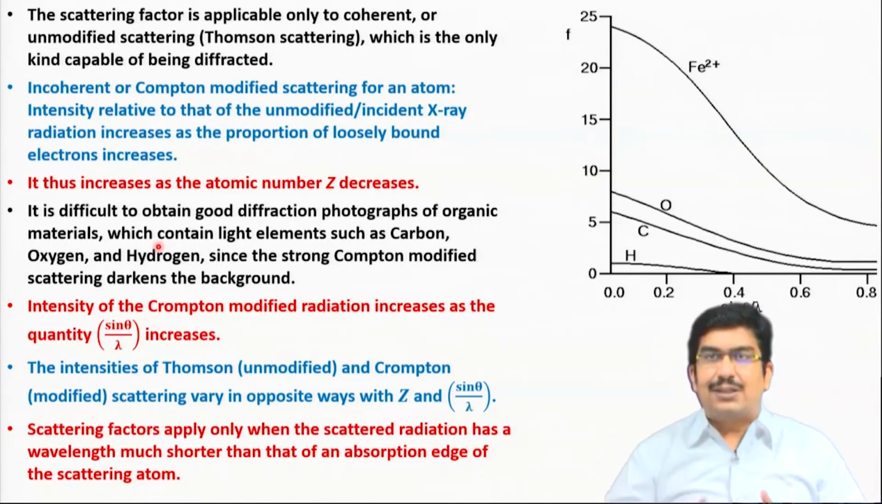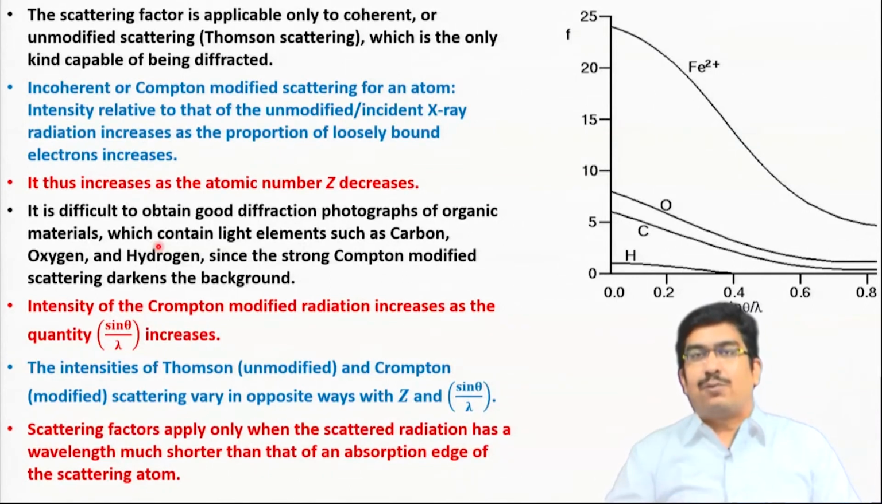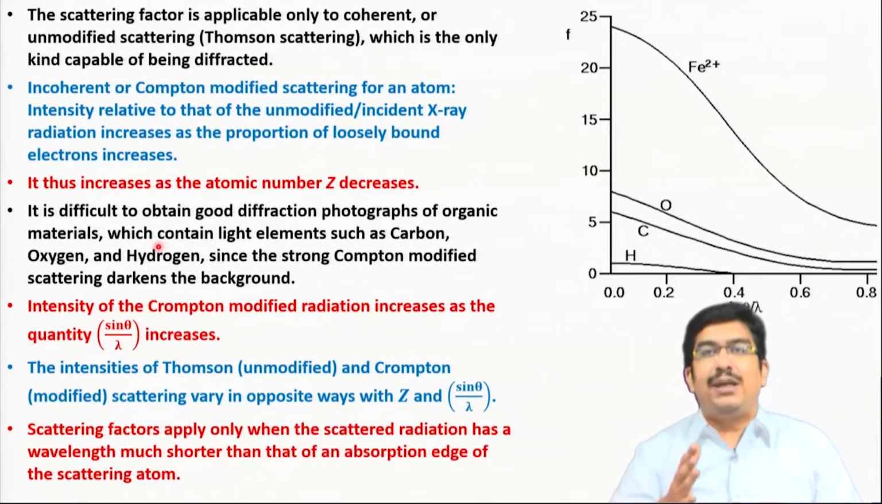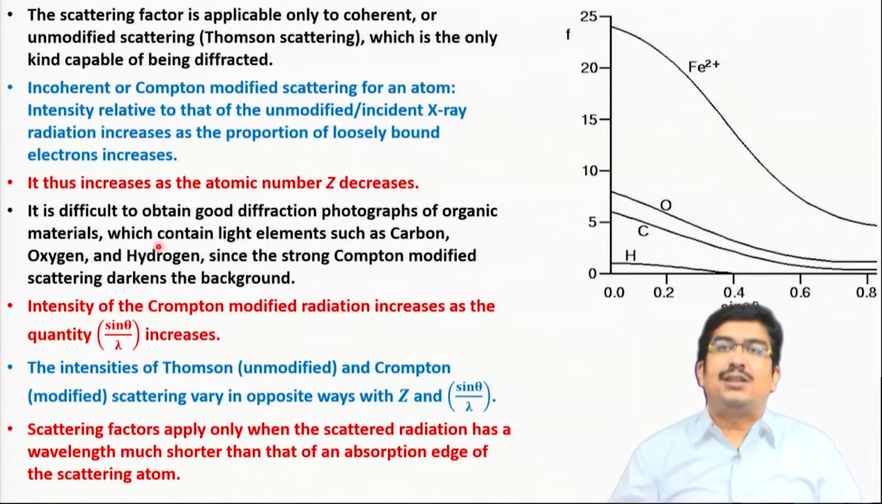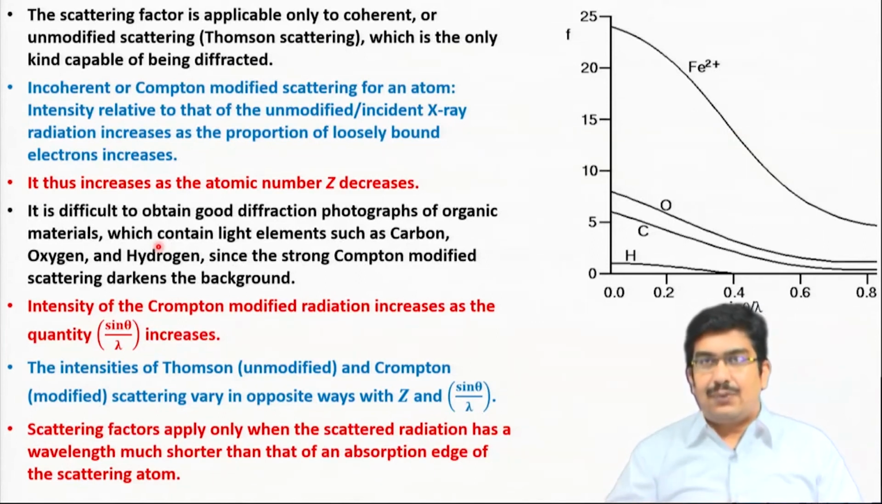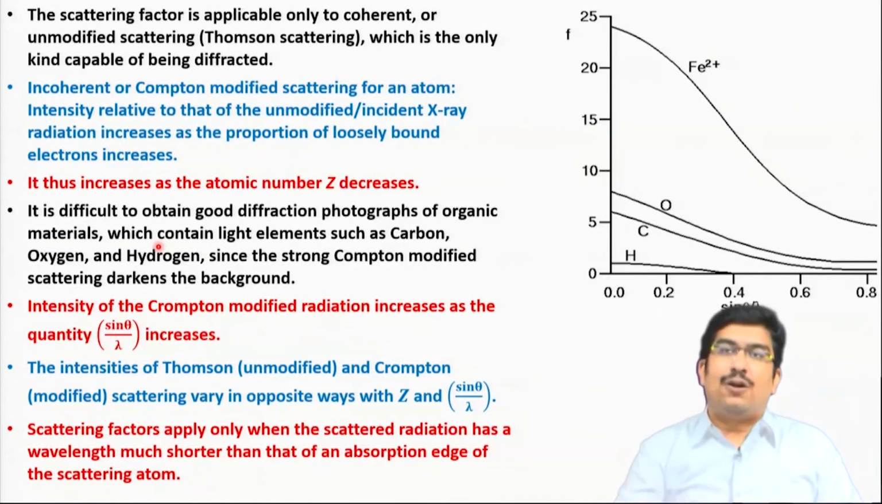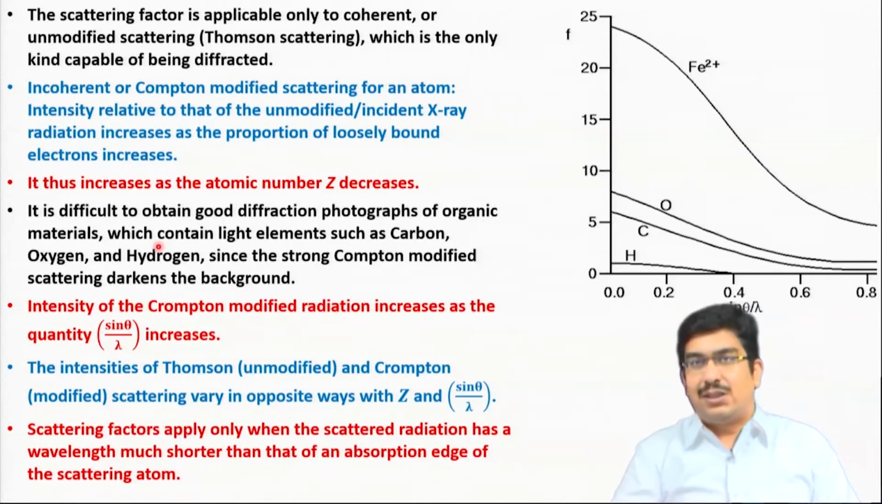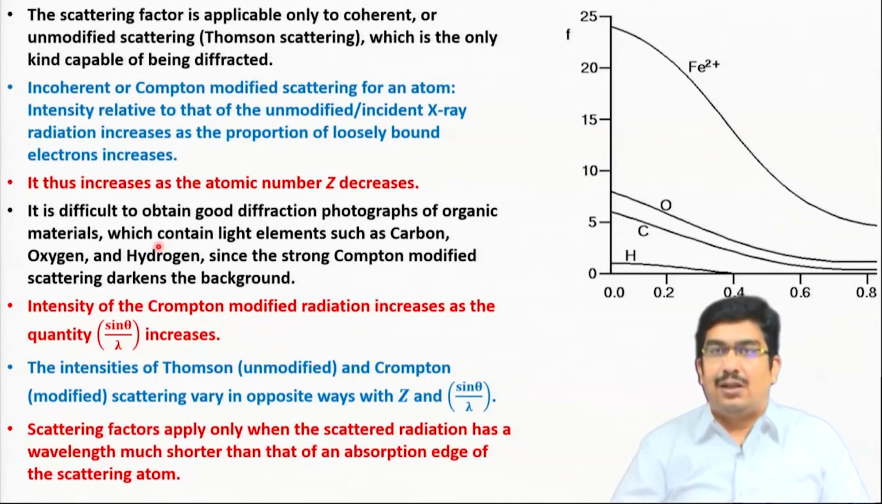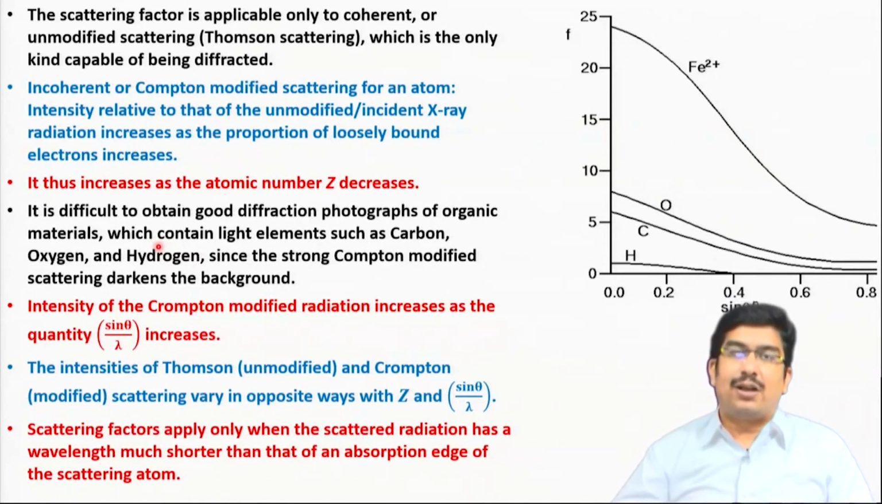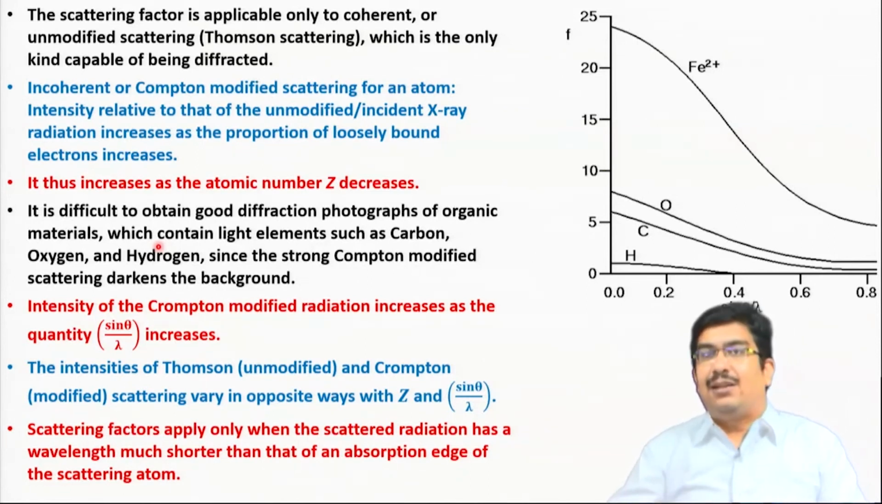For these materials, the Compton scattering will be much more prominent than the Thomson scattering, and that is why, compared to the diffraction peaks, the background intensity will be too high. Okay. So that is one of the major problems of capturing a good diffraction pattern for an organic material consisting of low atomic number elements. That is why for polymeric and organic materials, X-ray diffraction is not a good process to identify their structure.